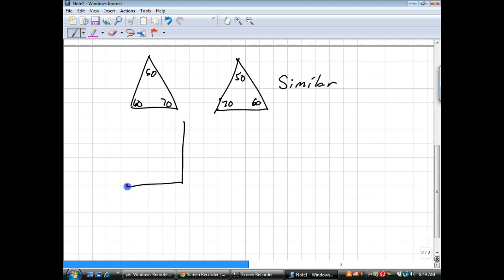In this example, the only thing I can determine is that I have two right angles, but I can't determine anything about the other angles. So in this one I would have to say no conclusion, because I don't have enough information to determine if they're not similar or if they're similar.